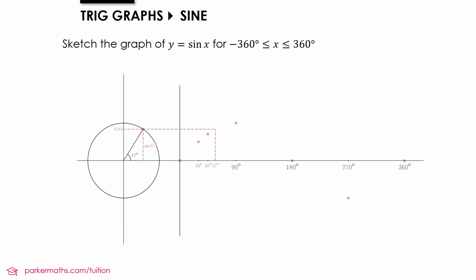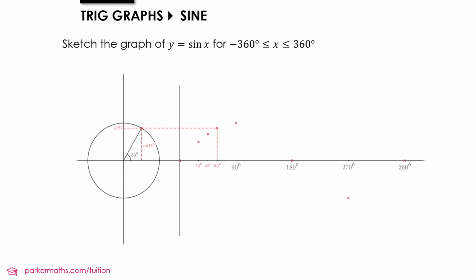Let's continue to 60 degrees. Sine of 60 is root 3 over 2, which comes out at approximately 0.87. Let's plot that on our graph as well. Now we could draw a line in there, but before we do, let's use something we know about sine theta based on the unit circle.